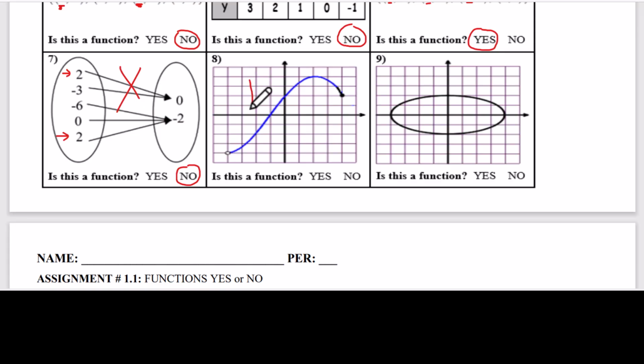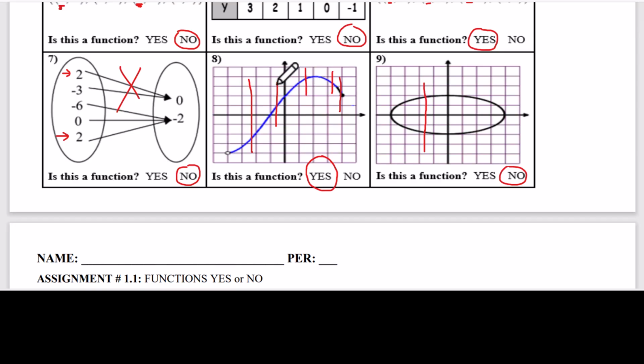All right, let's do number 8. Number 8 is a graph, so I'm going to do the vertical line test. So I'm moving my pencil across, and I'm only touching 1 point, and guess what? It is a function. Very different than this one, because when I move my pencil across, I'm touching 2 points at the same time. Not a function.